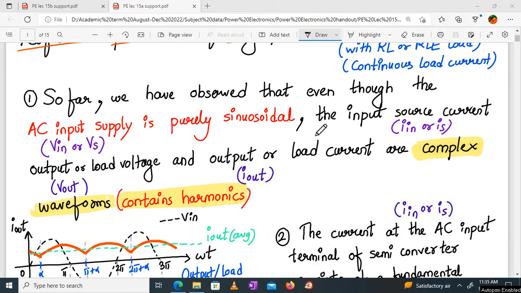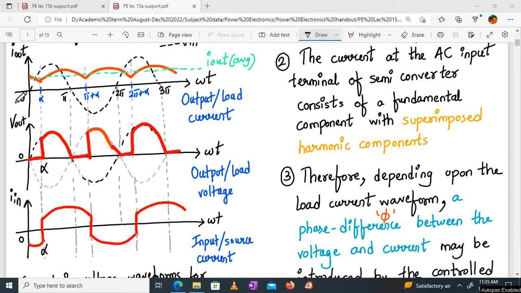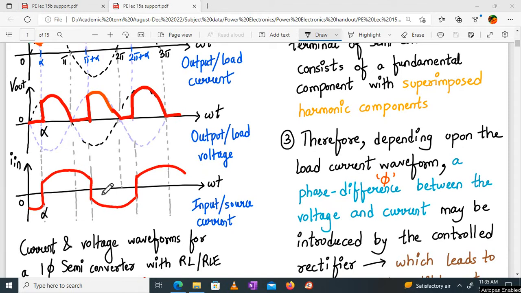So far we have observed that even though the AC input supply is purely sinusoid, the input source current, the output load voltage and the output load current are complex waveforms. That means it contains harmonics. So let's look at it. This is my output load current, which is not at all constant. This is my output voltage, which is no longer sinusoidal, and this is my input source current, right? Which should have been a sinusoid, but it's not a sinusoid.